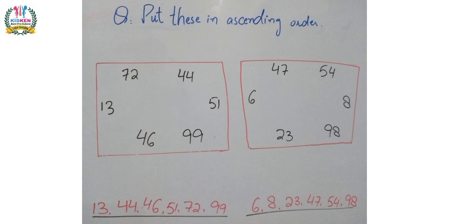Let's see the second box. We have six numbers: 47, 54, 6, 8, 23 and 98. Similarly, you write the smaller value first, then the larger values. In this box, 6 is much smaller than the others, so we write 6, then 8, then 23, then 47, 54 and 98. Simply write smaller values before larger values in ascending order.